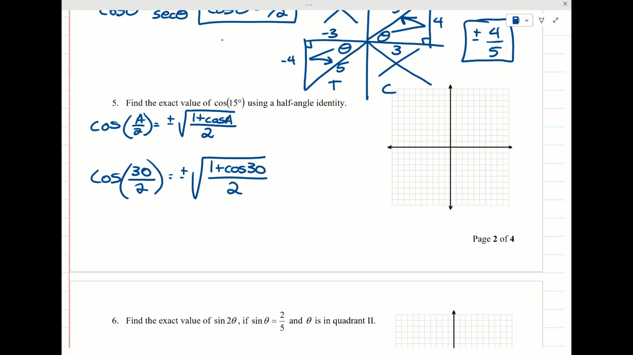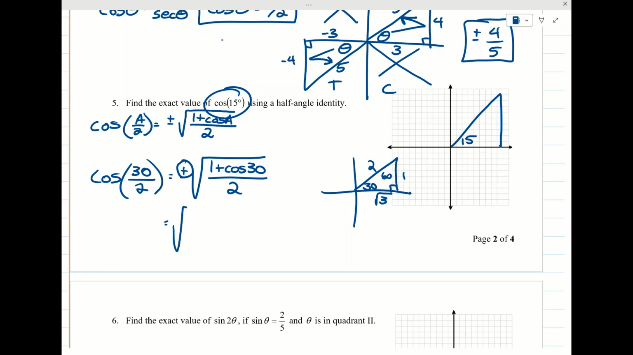Let me ask you a question. We're trying to figure out cosine of 15. Cosine of 15 is right here. Is that going to be a positive or a negative answer? Positive. You're in quadrant 1, so it has to be positive. But we want to figure out cosine of 30. Remember, cosine of 30 was a special triangle. We had 30, 60, 90. So you have to remember the sides too. Cosine of 30 was root 3 over 2. We're getting really, really close.